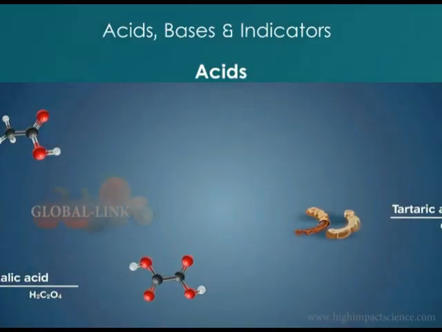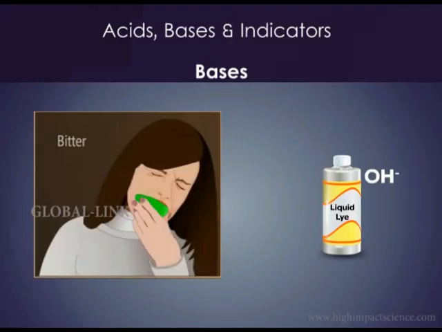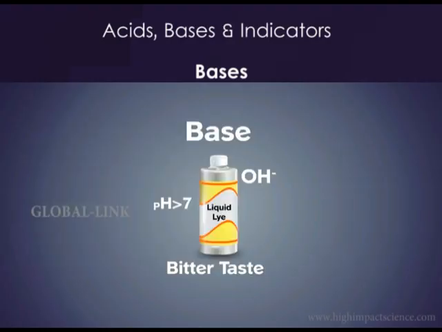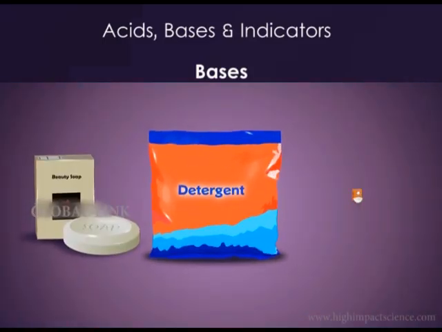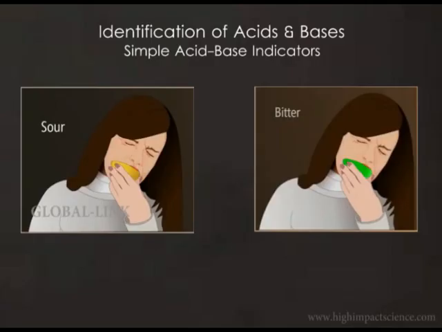Acids can usually be identified as sour-tasting substances. We also find substances that have a bitter taste. These substances are called bases. Soaps, detergents, and baking soda are some common bases. Identification of acids and bases in the laboratory cannot be done using the taste testing method.